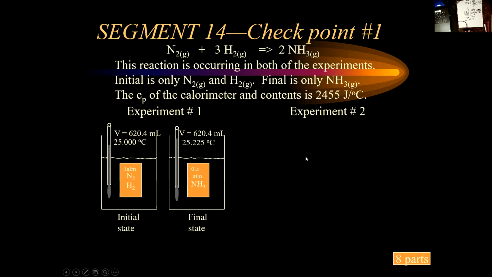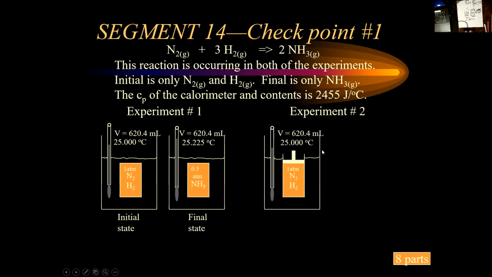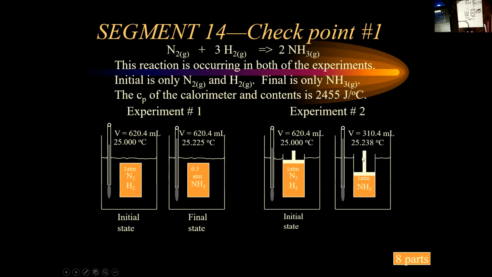Okay, let's look at experiment 2. Now, experiment 2, we're going to hold the pressure constant. We start out at the same place, 620.4 milliliters of my gases at 25 degrees Celsius, and 1 atmosphere pressure, I'm assuming, or constant pressure. Don't need to know what it is. Now, if the pressure is constant, I went from 3 plus 1 is 4 moles of gas in the beginning to 2 moles of gas.